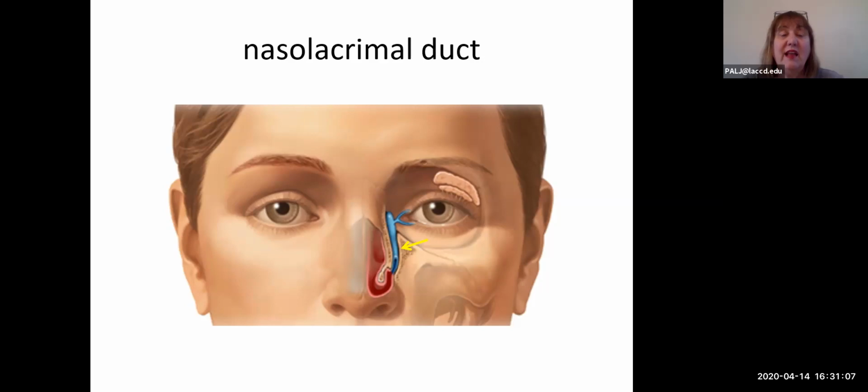and that duct is called the nasolacrimal duct because it goes between the nasal cavity and the eye where the lacrimal gland has made the tears. So notice it's naso with an O, not nasal with an A-L.